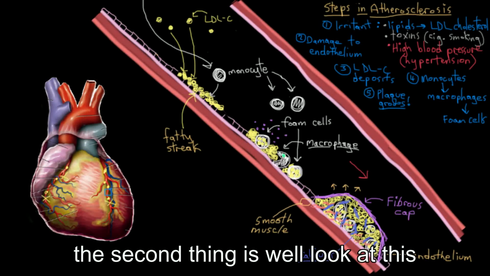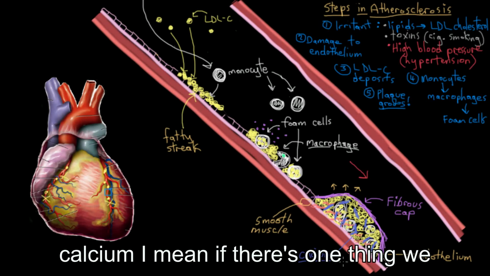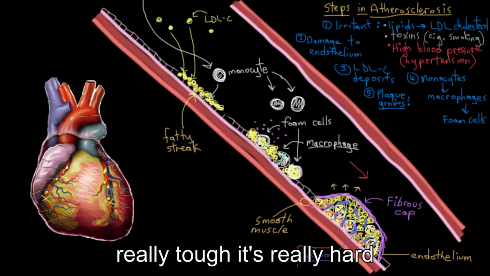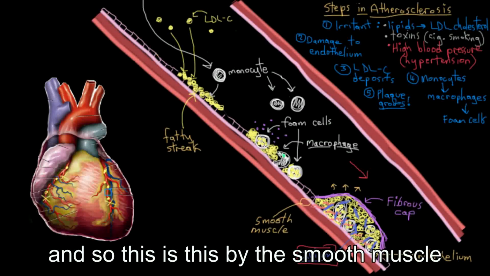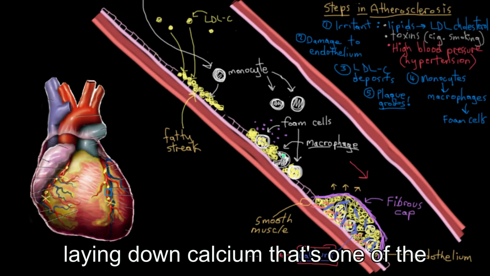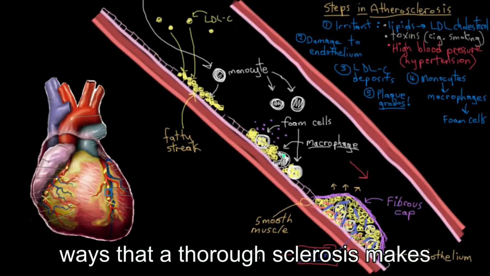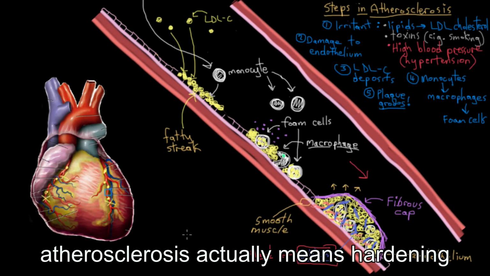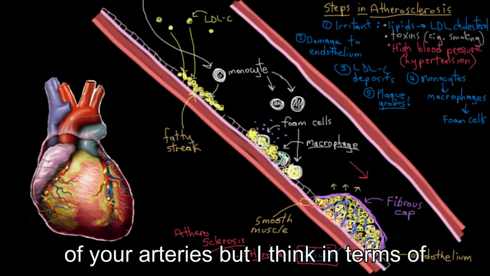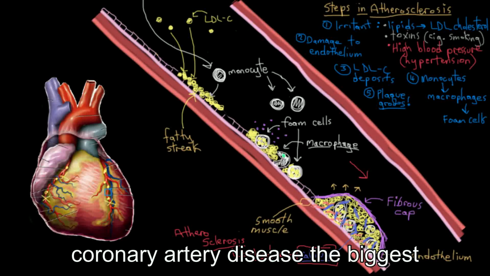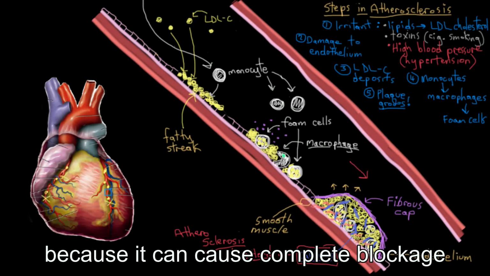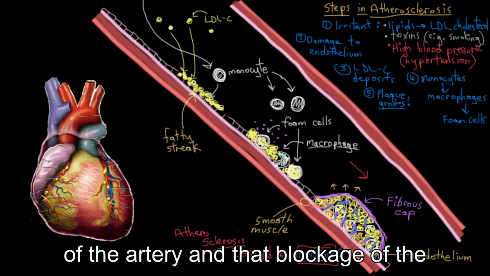The second thing is, well, look at this calcium. If there's one thing we know about calcium, it's that it's really tough, it's really hard. And so by the smooth muscle laying down calcium, that's one of the ways that atherosclerosis makes your arteries really hard. And that's actually part of the name. Atherosclerosis actually means hardening of your arteries. But I think in terms of coronary artery disease, the biggest reason that atherosclerosis is bad is because it can cause complete blockage of the artery.